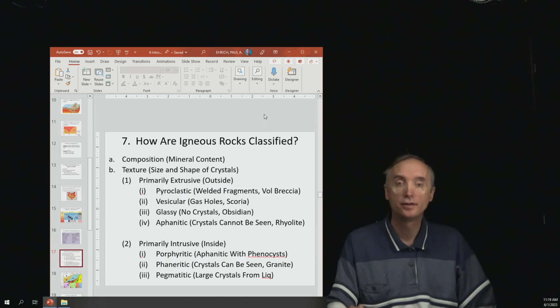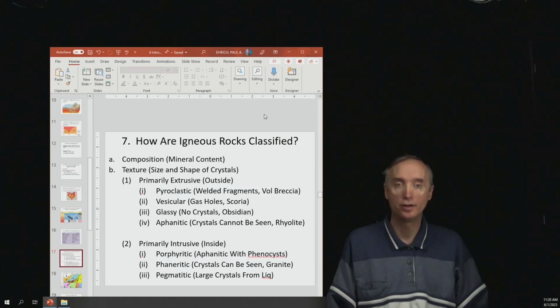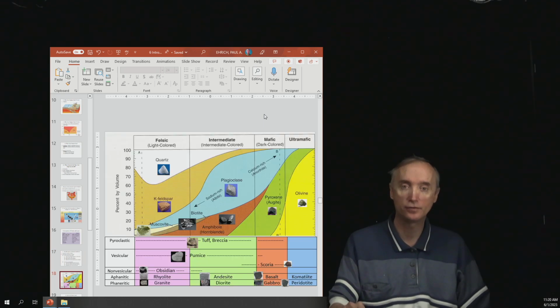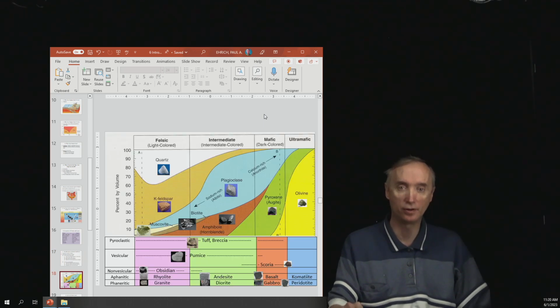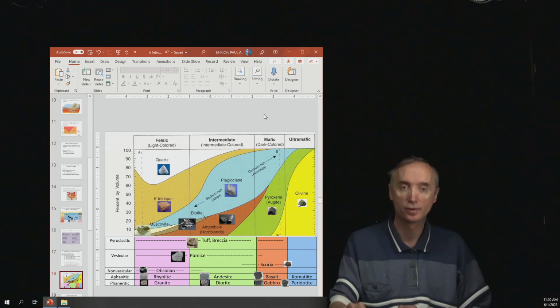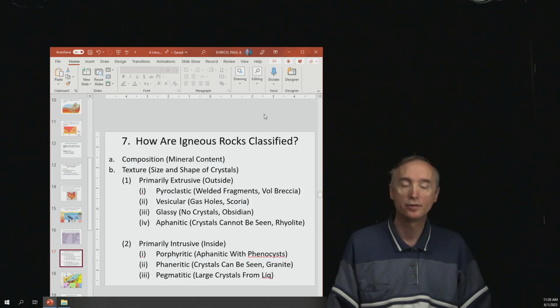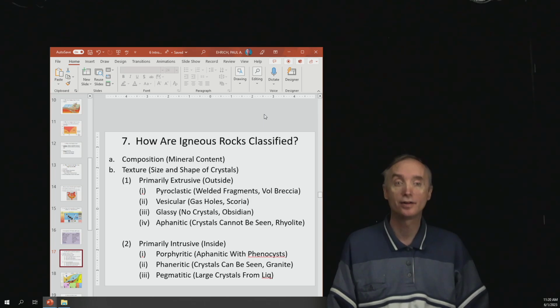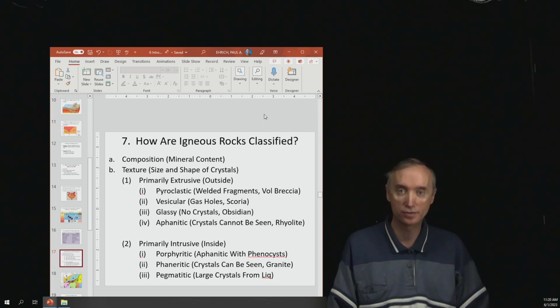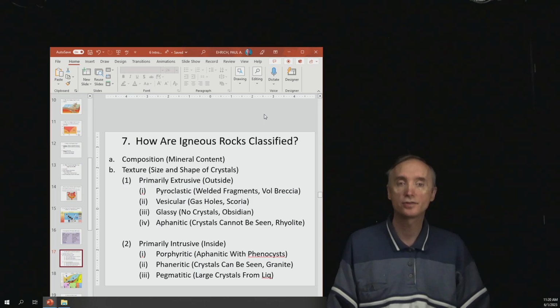Okay, now we want to talk about how igneous rocks are classified. Ultimately, you have to understand this chart here, which is going to classify the different types of igneous rocks. Okay, but in order to understand that chart, you've got to know some different definitions. Igneous rocks are classified based on their mineral content and their texture.